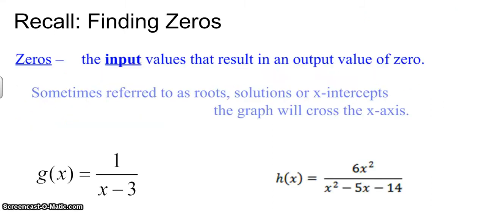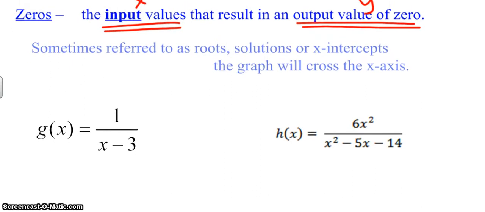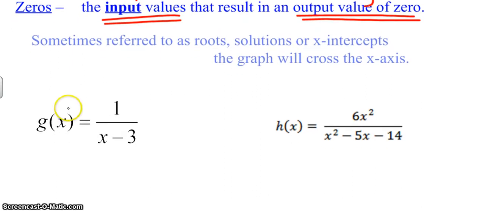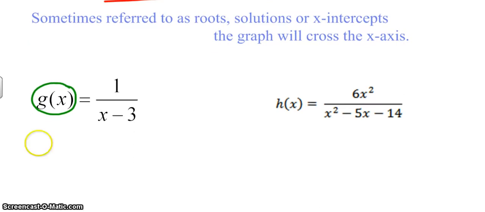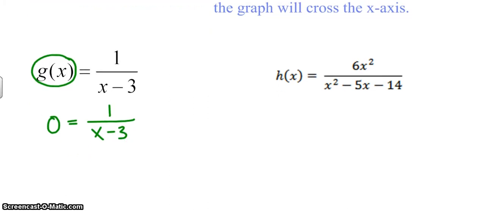We are going to work on finding zeros. So if you remember, a 0 is the input value that results in an output of 0. So what is your domain value that results in a range value of 0? So we're looking for an x value that makes y equal to 0, in which case we want to first start by setting our y's equal to 0. Well, if you remember, g of x or f of x or m of x represents the same thing as y. It's your output. So I'm going to replace that with a 0, and I'm going to solve for x.